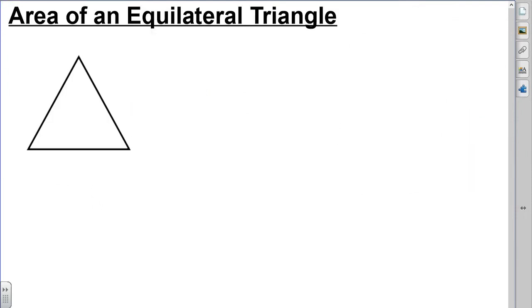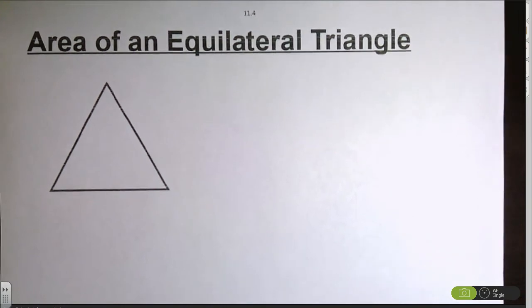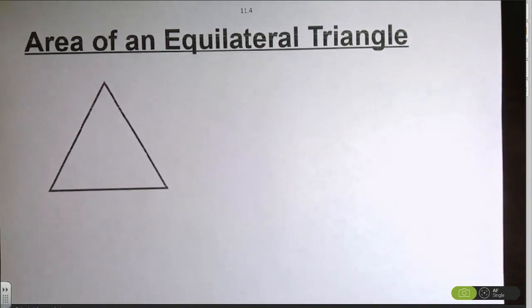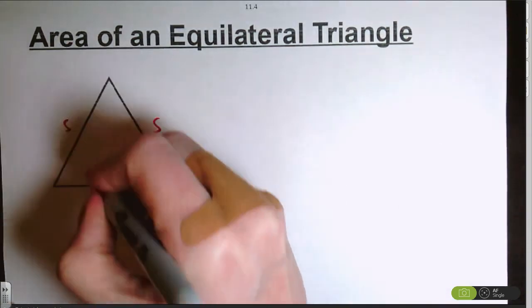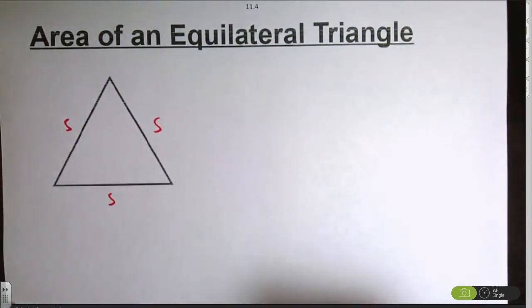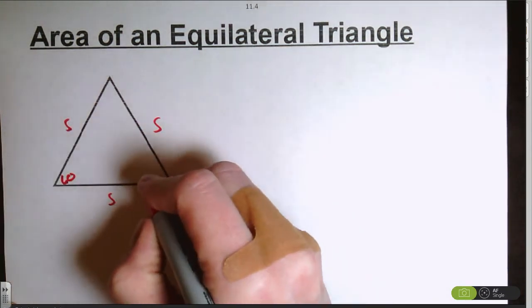Okay, so the first formula for this section, which is not actually in the book, is something I'm covering and throwing at you: the area of an equilateral triangle. I think it's a formula you really should know. So here's how it works. On an equilateral triangle, all of the side lengths are the same. They're all S. And all of the angles are the same.